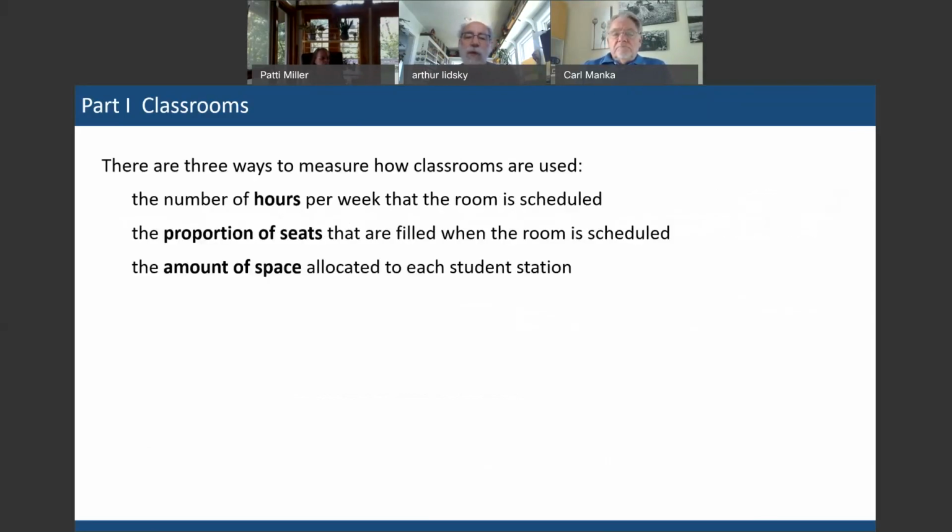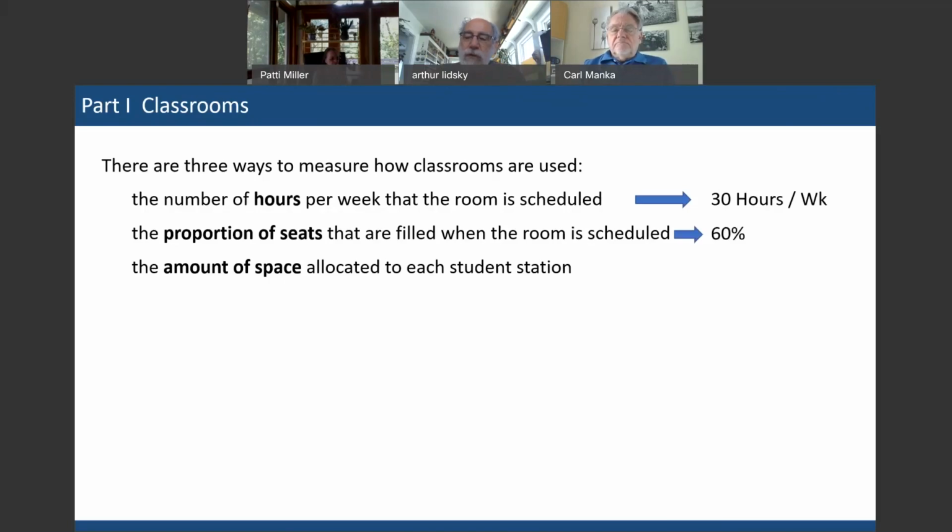So there are three measures for looking at classrooms. One is the hours per week that the room is scheduled. The second is the proportion of seats that are filled when the room is scheduled. And the third is the amount of space allocated to each student section, station, or chair. So the guidelines say that a typical classroom should be scheduled 30 hours per week during the daytime. If you're looking at nighttime, then it's really 17 hours per week. But basically for the day program, which is what we're concentrating on in the guidelines, 30 hours per week.